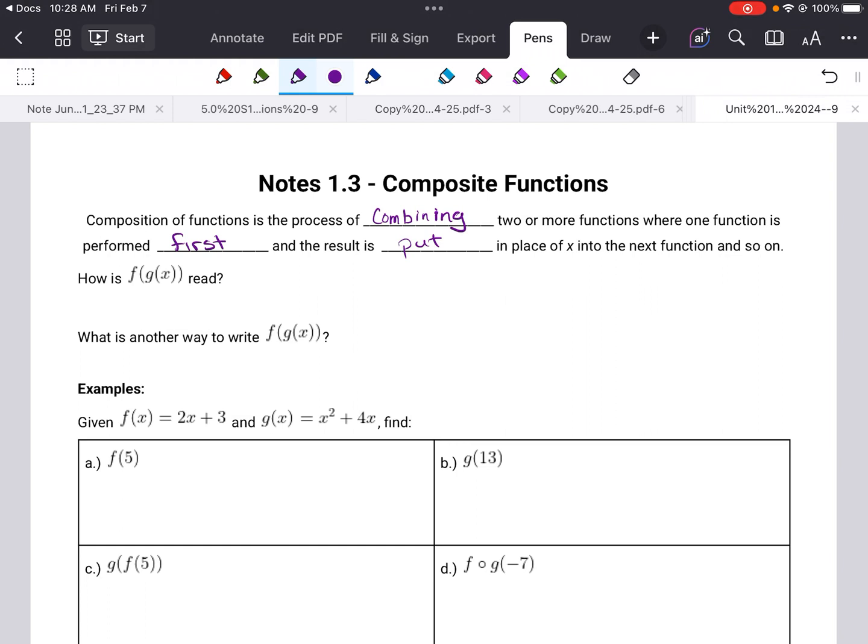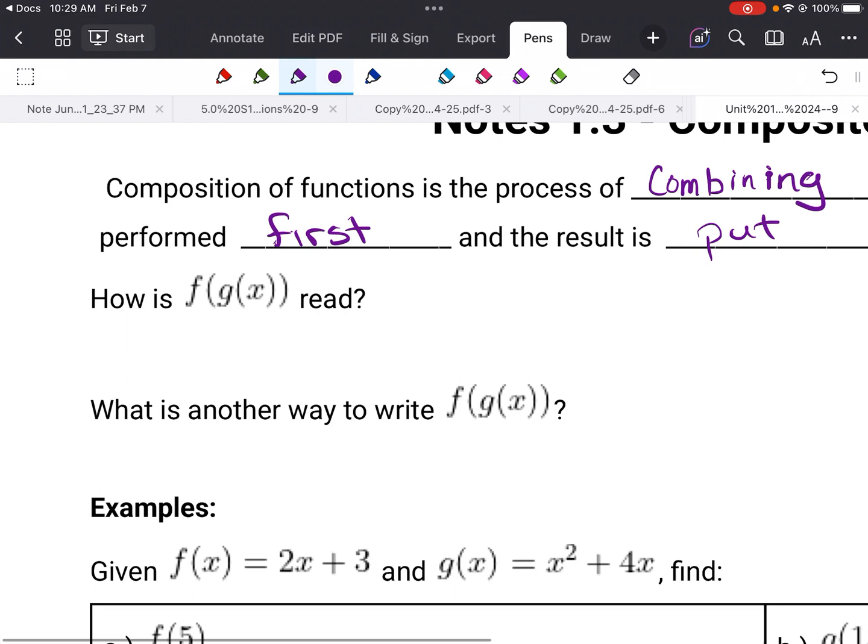Okay, so we looked at function notation. When there's a number inside the brackets, we replace the x with that number. But what if there is a function inside the brackets? So how is f bracket g bracket x read? It is the f function of the g function of x. Okay, looks weird. It's the f of g of x.